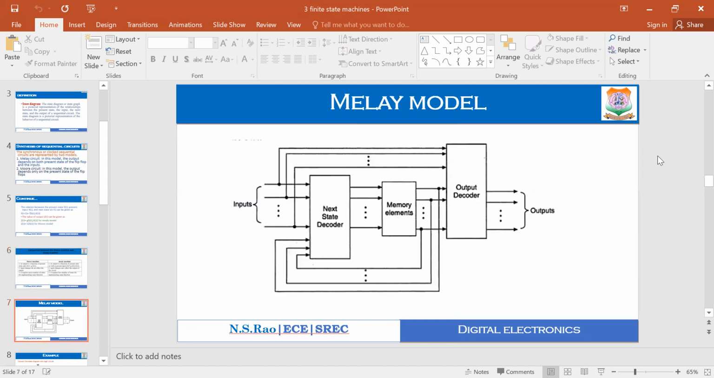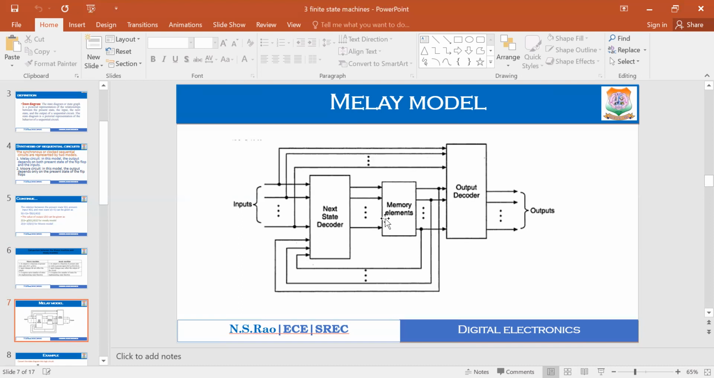And this is the Mealy model. Whenever you see here, the output value depends not only upon the present state values, but also upon the input values here. These are the input values, and the inputs are connected to the output value. Whereas this is the present state value.